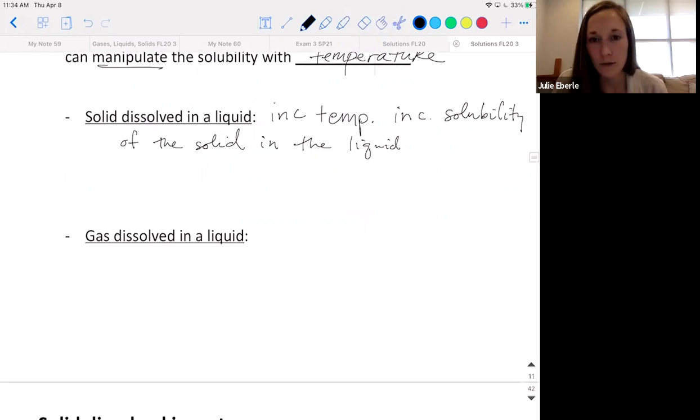Gas dissolved in a liquid. How does that work? Let's think about that. I'm going to use my favorite example of my favorite drink, unflavored carbonated seltzer water, basically club soda. You could think of any Coke, for example. Yeah, it's carbonated, so there's CO2 and it's dissolved in the liquid.